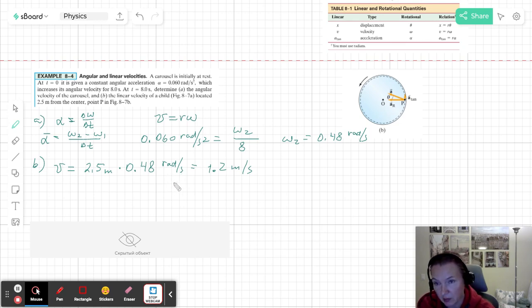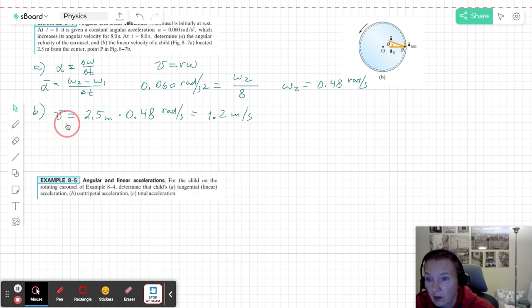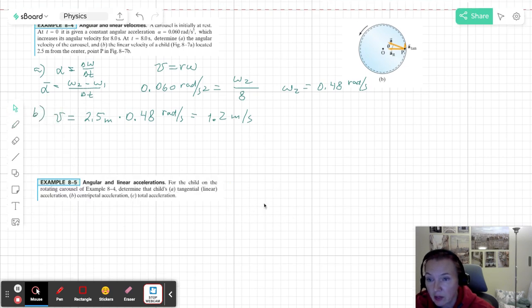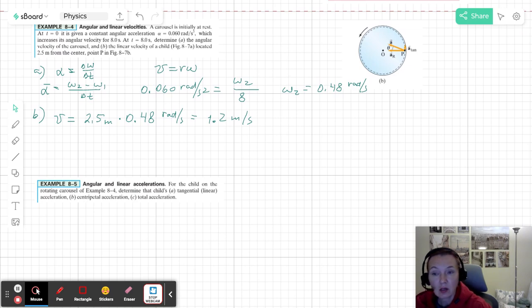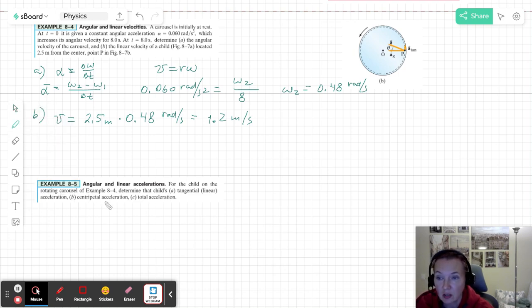It's kind of like it's dimensionless. It's kind of just like a reminder for us. So that's that. Next problem looks like this. We have angular and linear acceleration. Same carousel here, same merry-go-round. We're going to determine the child's tangential acceleration, which is linear acceleration, centripetal acceleration, and then total acceleration.